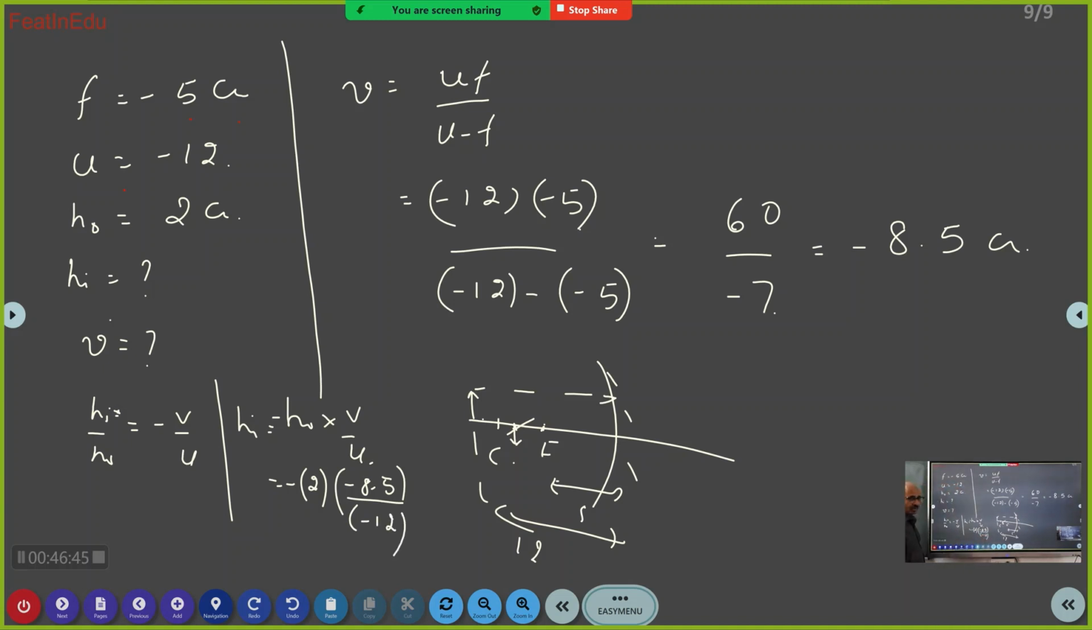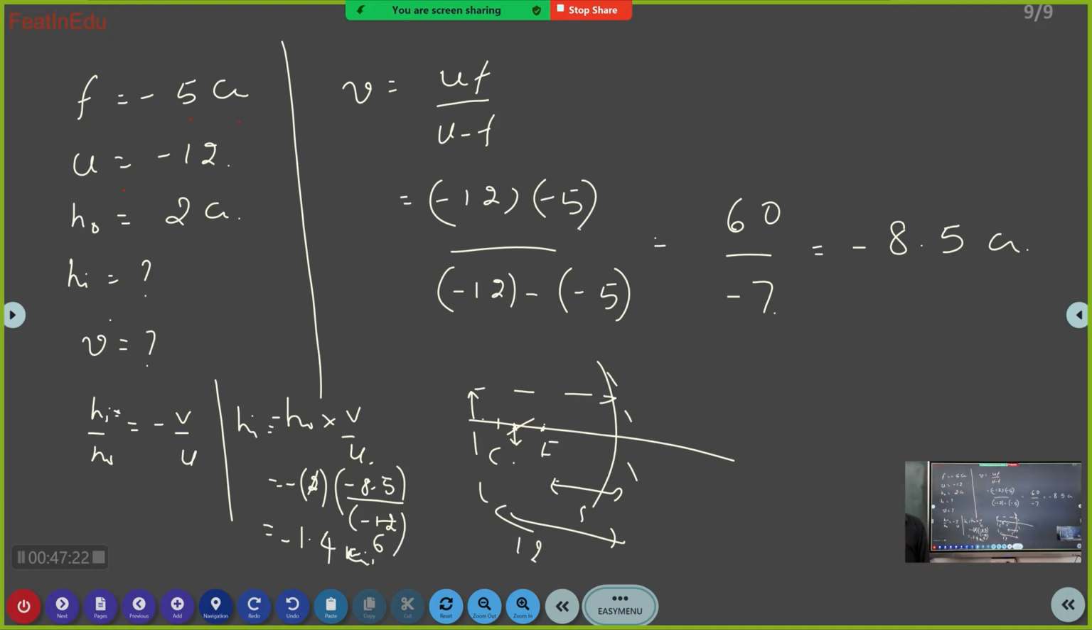hi by ho is minus v by u. So here these two minus signs cancel, this minus will remain. So you do the division and you will get some number. Why use a calculator? 2 into 8.5 divided by 12, you will get minus 6 1s are 6, 6 4s are 20. Approximately height is 1.4 centimeters.